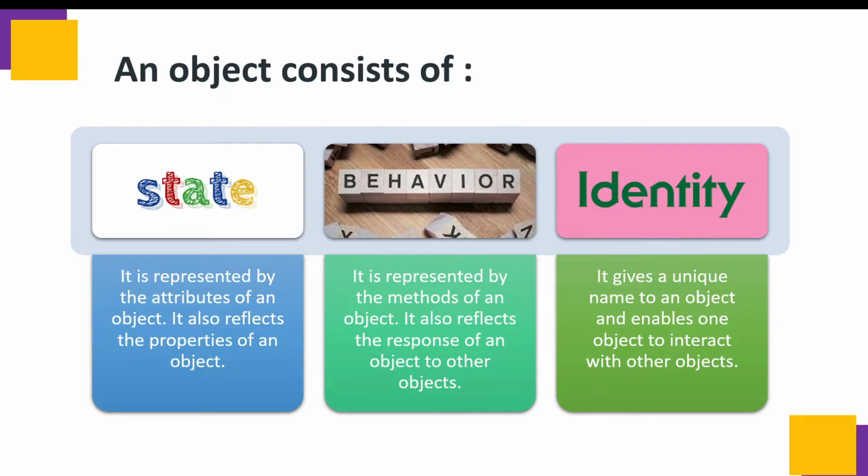Okay. So what are behaviors? Behaviors are like wagging the tail, barking, eating, sleeping. These are all behaviors of a dog. Okay, so these will be written in the form of methods inside an object. Identity is giving a unique name to my object. Let's say Jimmy or Tommy. So all these three things are satisfied, hence my object is a valid object called dog.